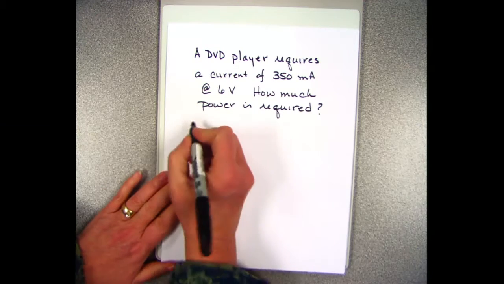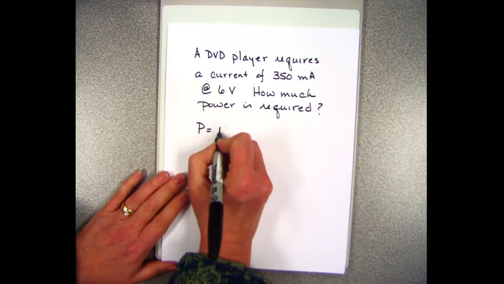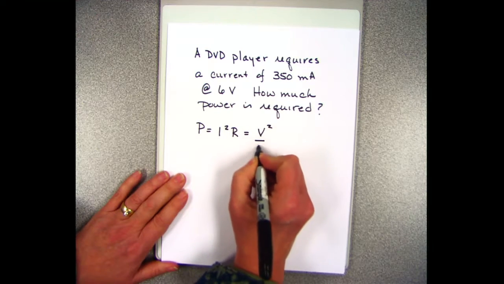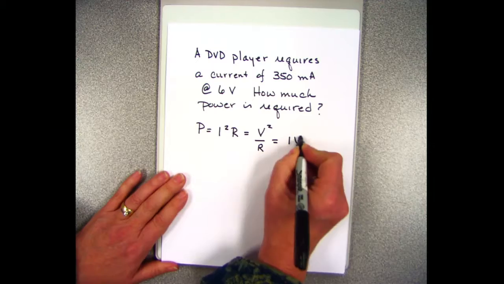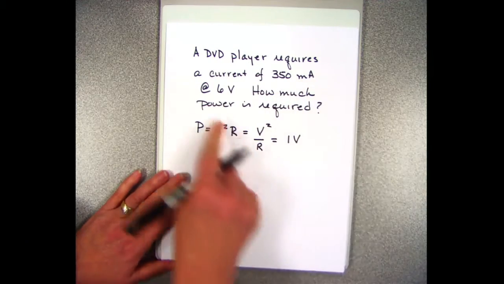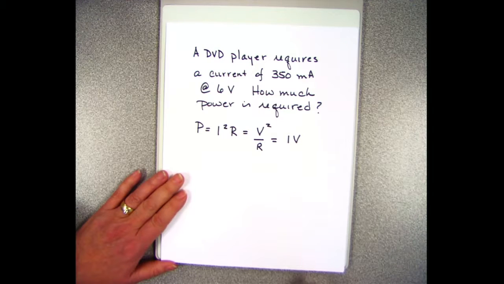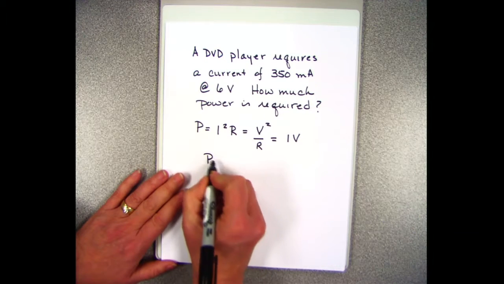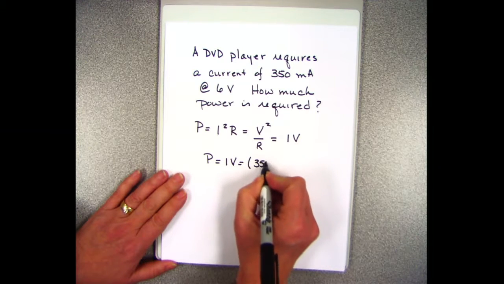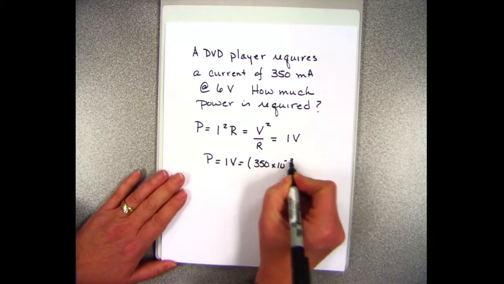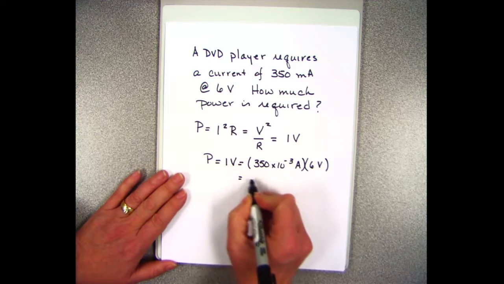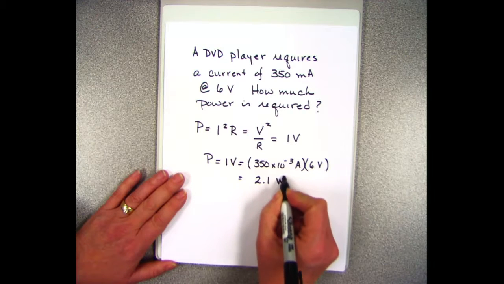So if I do that, remember power is going to equal I squared R, or V squared over R, or it's going to equal IV. What we've got here is milliamps and volts, so I'm going to do the milliamps and volts one. My power is just going to equal IV, and that's going to be my 350 times 10 to the minus 3 amps times my 6 volts, and that gives me 2.1 watts.